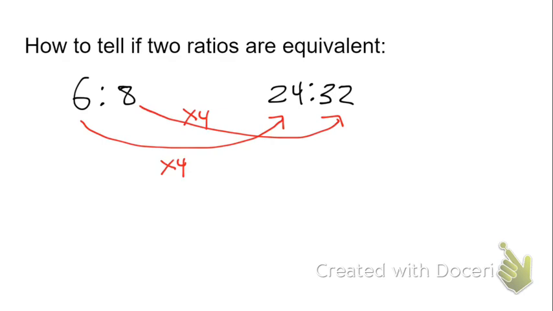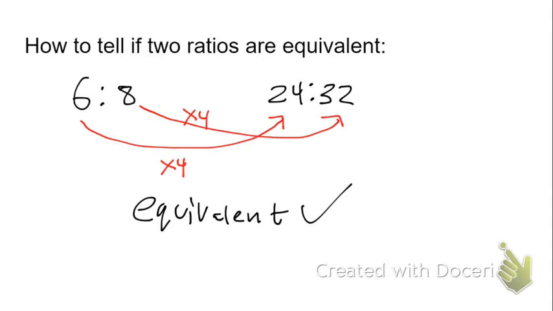So, here, 6, let's see. 6 times 4 gets you 24. 8 times 4 also gets you 32. So therefore, they are equivalent. So check. And you can say they're equivalent because, this part's important.